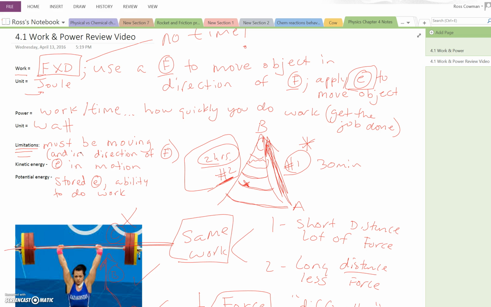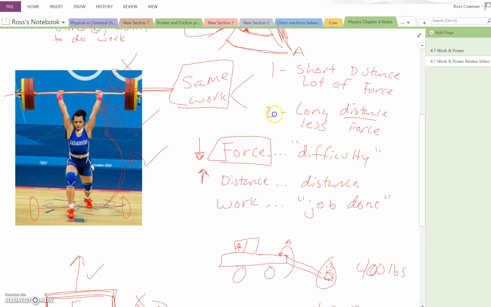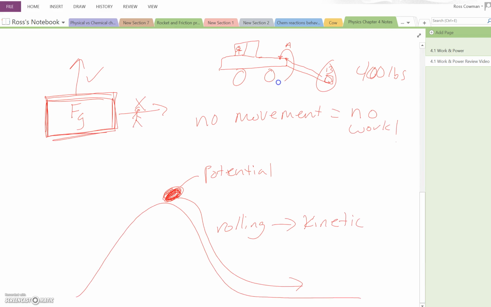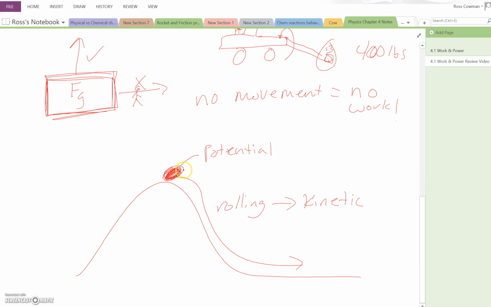So this does not take our bodies into account. We're talking about mechanical energy only. Obviously, holding a weight overhead is still really, really hard, but technically, by definition, it is not mechanical work. Kinetic energy is energy in motion, and potential energy is that stored energy right here, the potential to do work. And once it starts rolling, it's kinetic, it's now doing work.